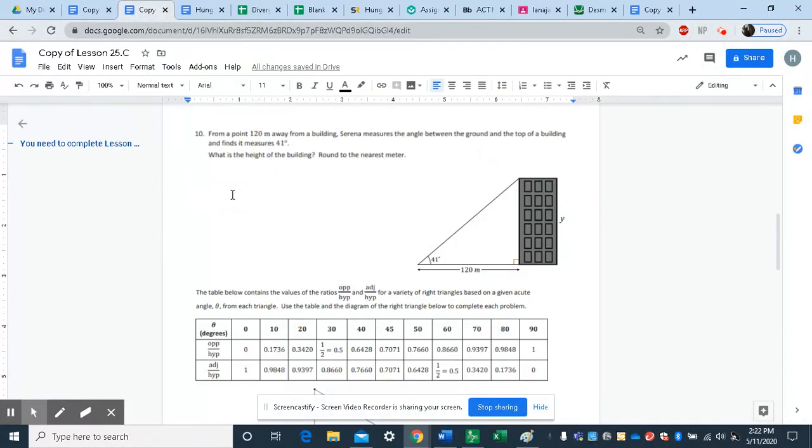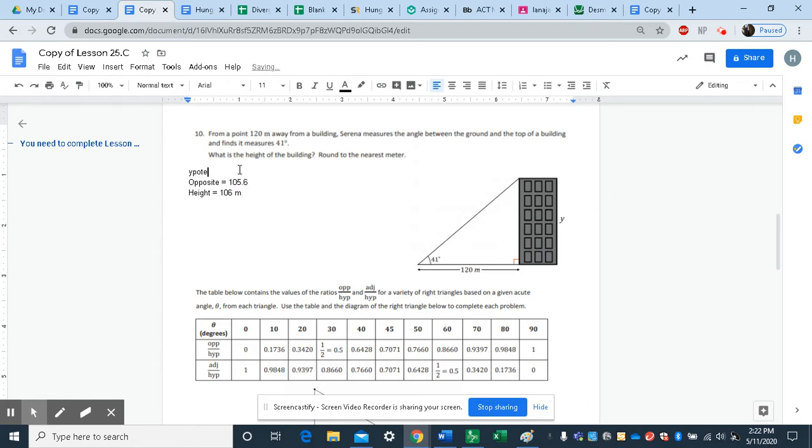Which means, what is the height of the building? Round to the nearest meter. So the opposite equals 105.6, and because we're rounding to the nearest meter, we're going to round to the ones place, right? The nearest whole number. So the height equals 106 meters, because the 6 makes the 5 round up. So our opposite side equals 105.6.